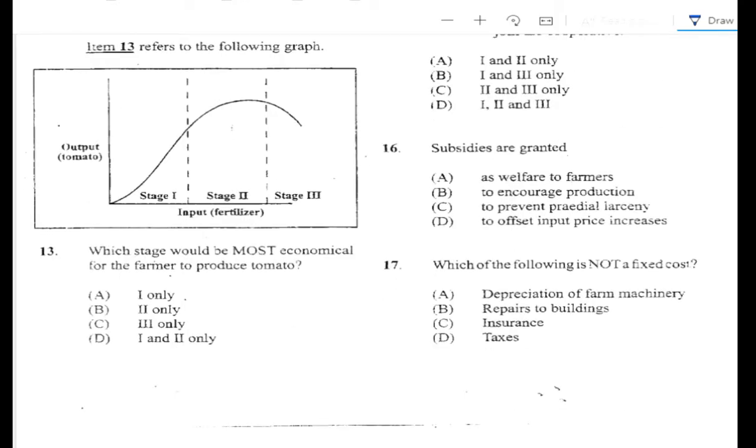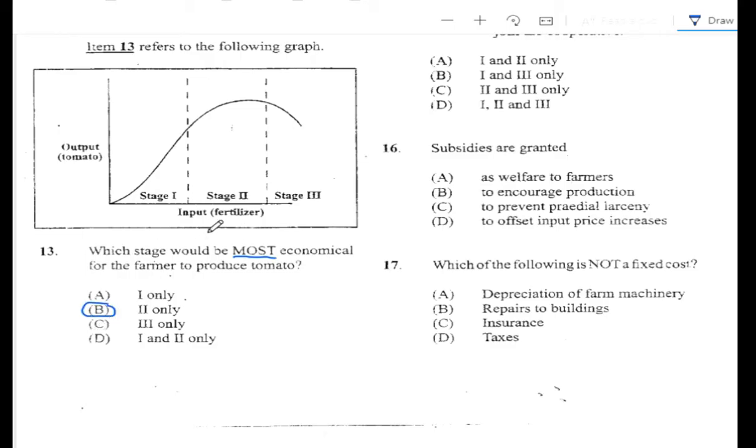Not a lot, just enough to have for food, to supply dinner, breakfast, etc. Question number 13. Item 13 refers to the following graph. Alright, so here you have the output, here you have the input. This is the law of diminishing return graph. Which stage would be most economic for farmers to produce tomato? Now the answer would be stage 2. That would be B only because it says most.